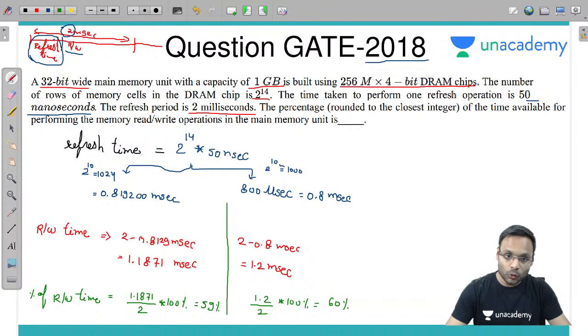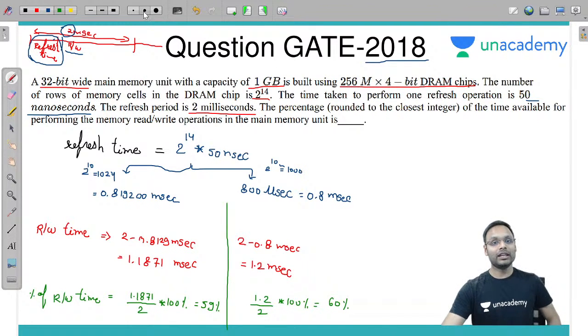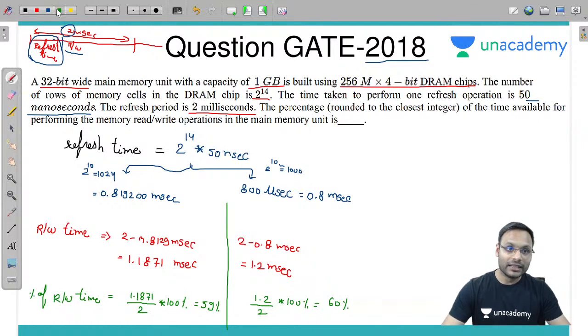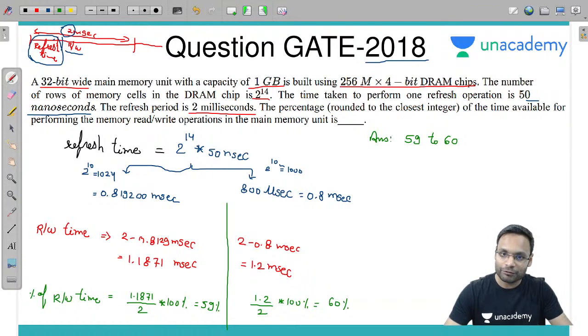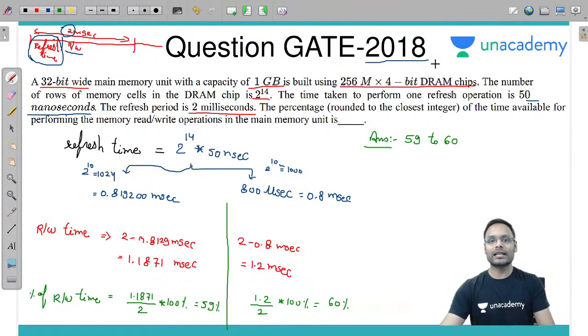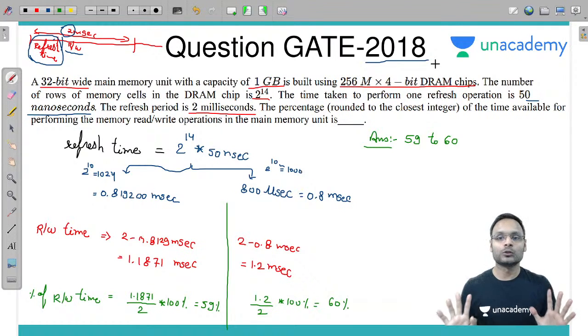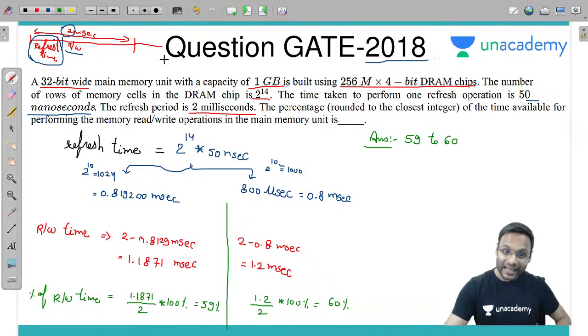Now you could have gone with any option. They have given the answer as a range, 59 to 60. If you went with 59, that was also correct, and 60 was also correct. Now I have gone with this one.